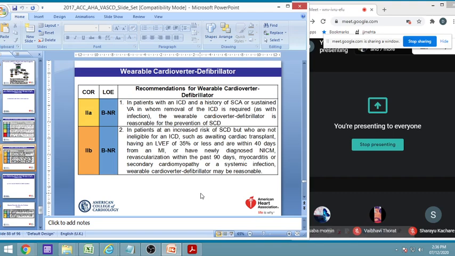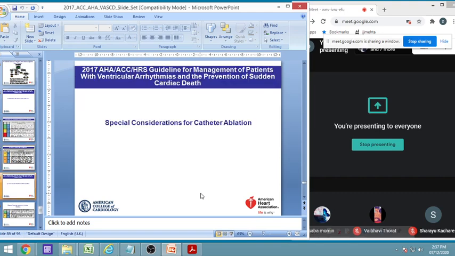Patients who have an increased risk of sudden cardiac death, in brief, those who are eligible for implantable cardioverter devices, like those awaiting cardiac transplant, having left ventricular ejection fraction of less than 35% and within 40 days of a myocardial infarction, or newly diagnosed non-ischemic cardiomyopathy, whatever the reason may be, in these cases we can use a wearable cardioverter until the person is fit for, or is getting, a heart for transplantation.